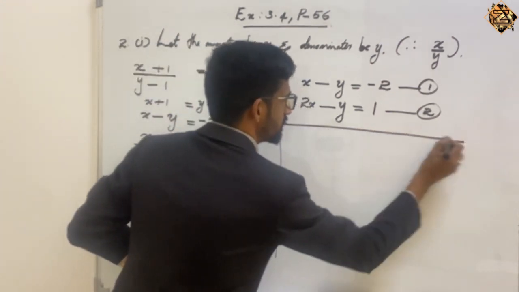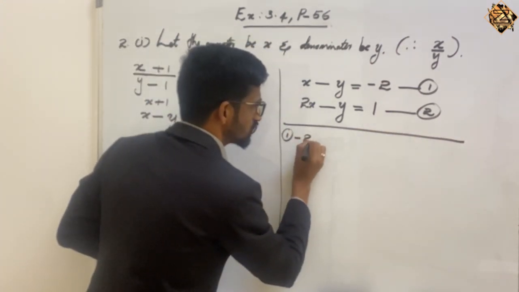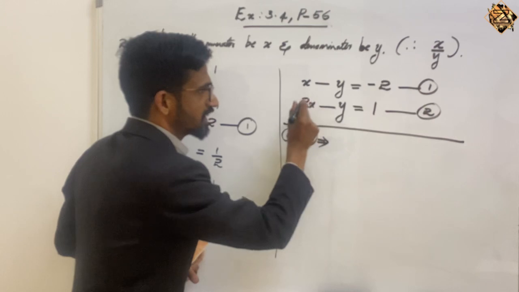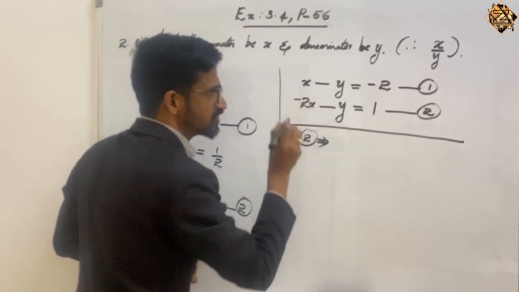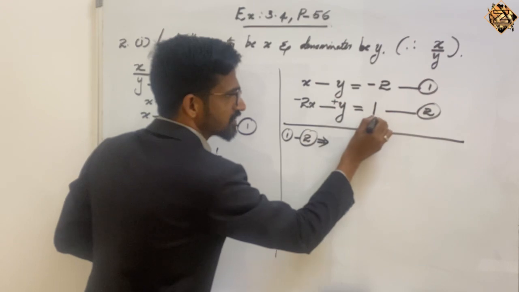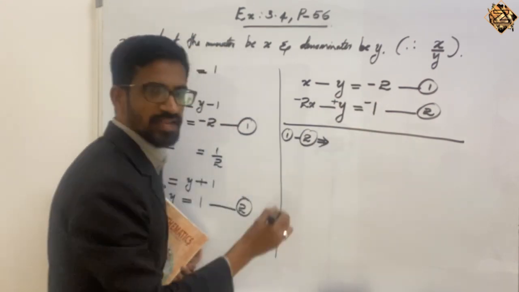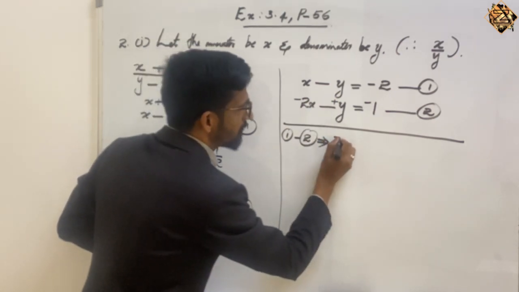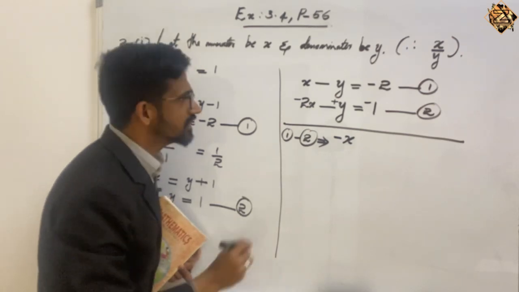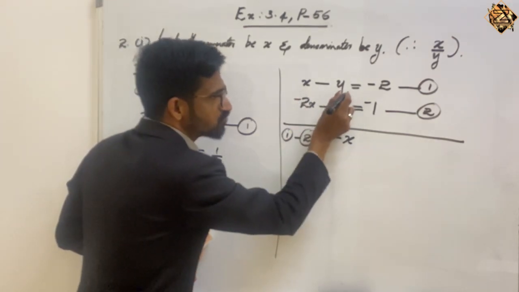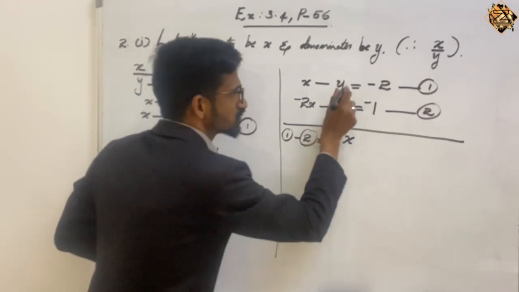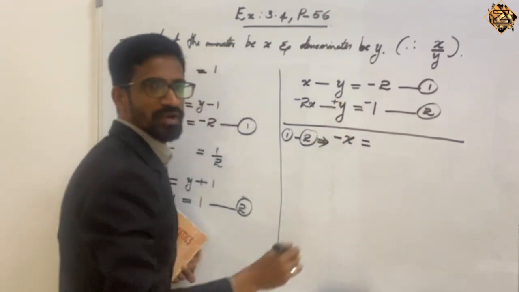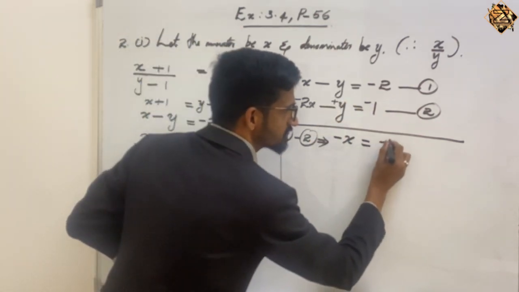So we will subtract equation 1 minus equation 2. Before subtracting, we will change the sign of the second equation. This is positive, we put a negative sign. This is negative, so we put a positive. This is positive, we put a negative sign. And we subtract. x minus 2x is minus x. Minus y plus y is 0. Now equal to minus 2 minus 1, and minus 2 minus 1 is minus 3.